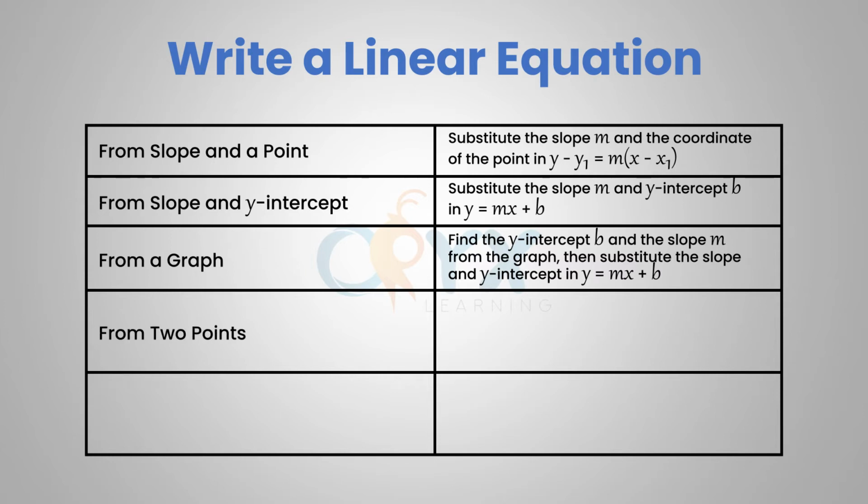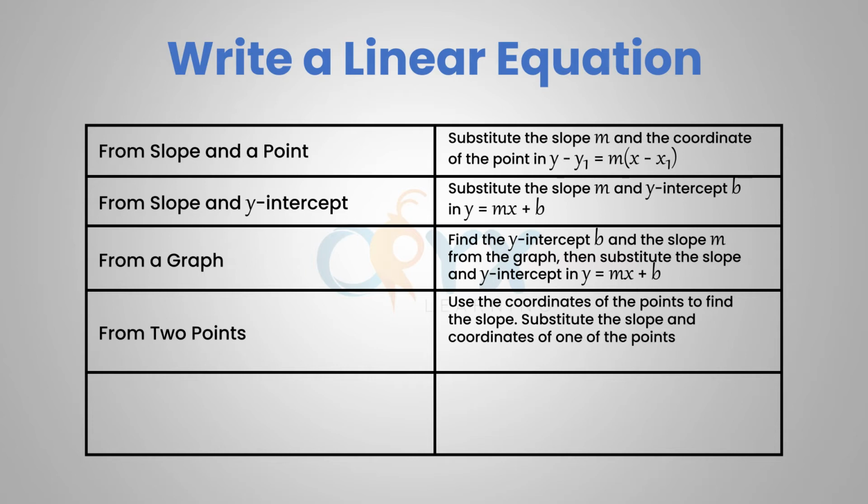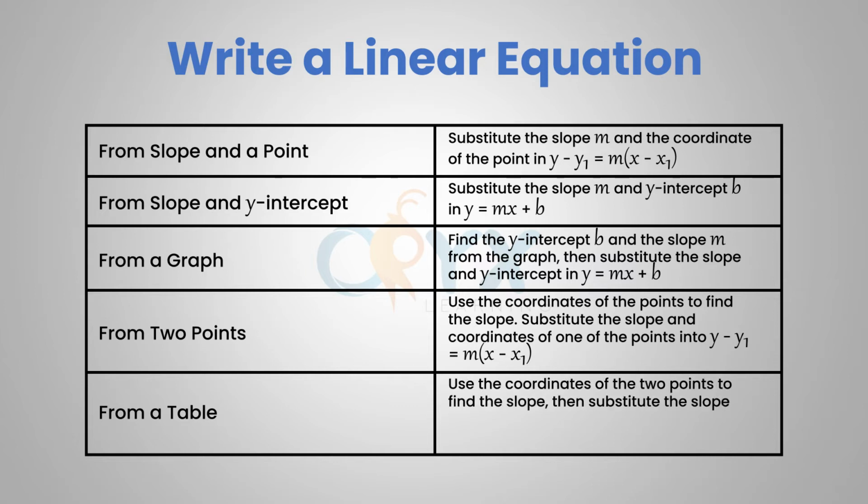If you're given 2 points, use the coordinates of the points to find the slope. Substitute the slope and the coordinates of one of the points into point-slope form y minus y1 equals m times x minus x1. If you're given a table, use the coordinates of 2 points again to find the slope, and then substitute the slope and the coordinates of one of the points into point-slope form y minus y1 equals m times x minus x1.